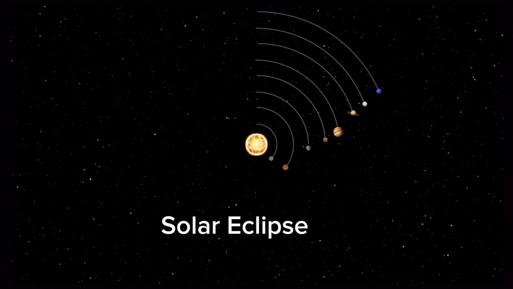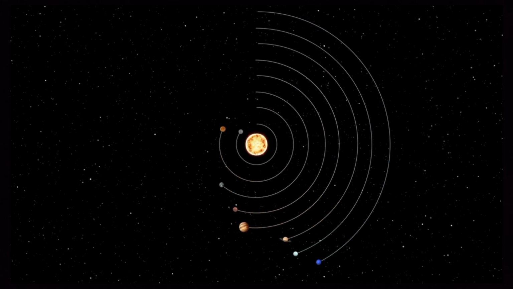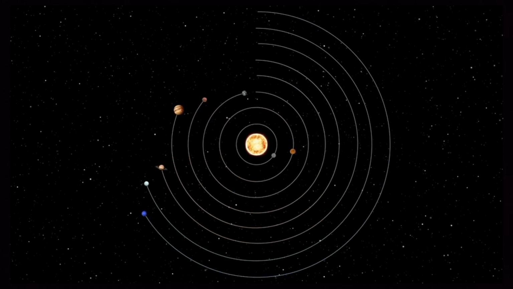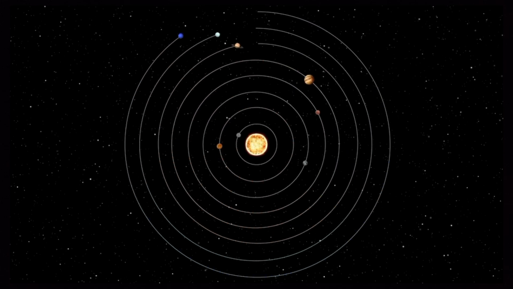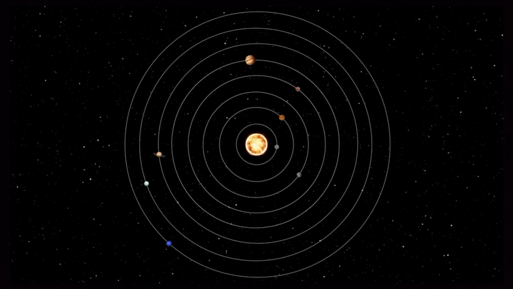Solar eclipse. The outline of this topic includes what is solar eclipse, what is the cause of solar eclipse and how it occurs, then effect of solar eclipse, and lastly the types of solar eclipse. So let's start with the solar eclipse.